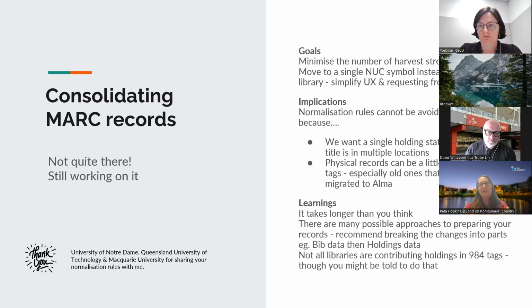We want to simplify the user experience for people looking at Trove, and for libraries who want to request from us. We only have one resource sharing library and it's Cubon, and so we may as well just put that in Trove. The implications are that the normalization rules can't be avoided. We want a single holding statement, even if the title is in multiple locations. So we have very thankfully used some shared normalization rules from Macquarie University, which is helping us with that.